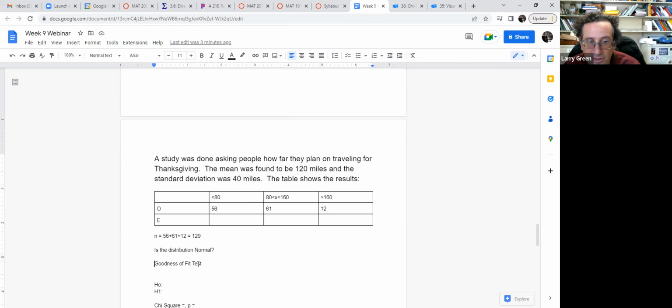So I'm going to use the goodness of fit test, because to see if an unknown distribution fits a known distribution, that's goodness of fit. Any questions so far?